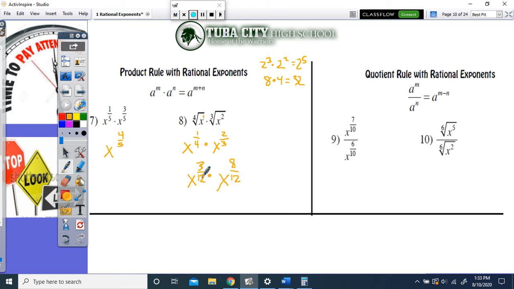Now that our bottom numbers are the same, I can go ahead and add them. So 3 plus 8, which again, remember, you add the numbers. So in this case, I have 11 over 12, and we are done. I'm going to go ahead and box my answer to show that we're done. There we go.